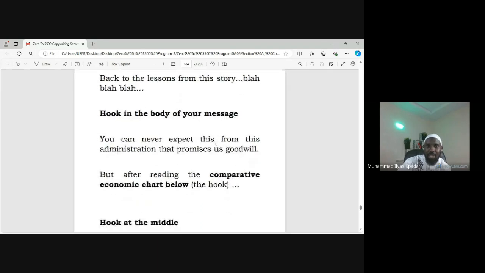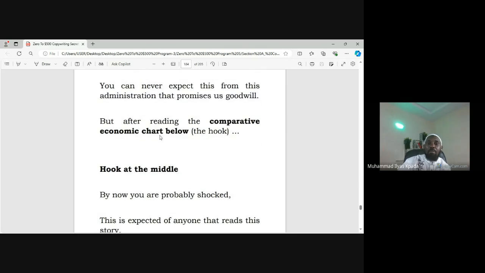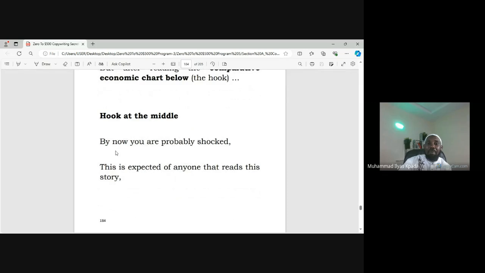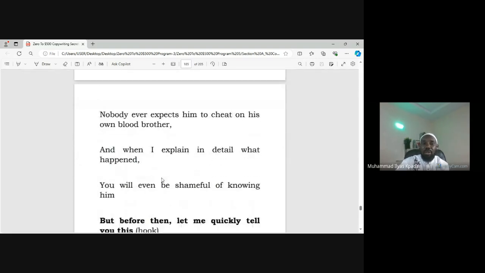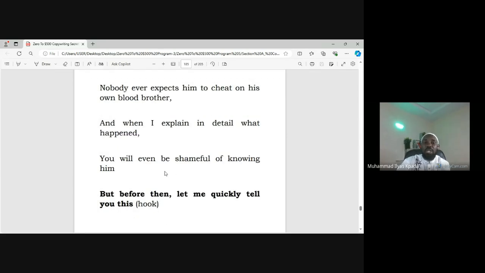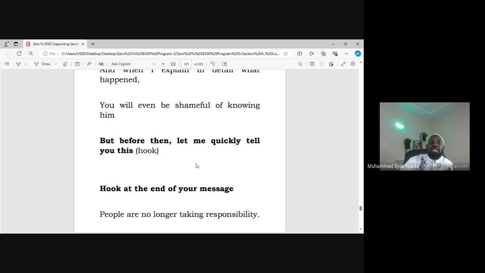Hook in the body of your message. You can never expect this from his administration that promises goodwill. But after reading the comparative economic chart below, this is the hook, right? Hook at the middle. By now, you are probably shocked. This is expected of anyone that reads this story. Nobody ever expects him to cheat on his own blood brother. And when I explain in detail what happened, you will even be ashamed of knowing it. But before then, let me quickly tell you this. This is the hook, right?